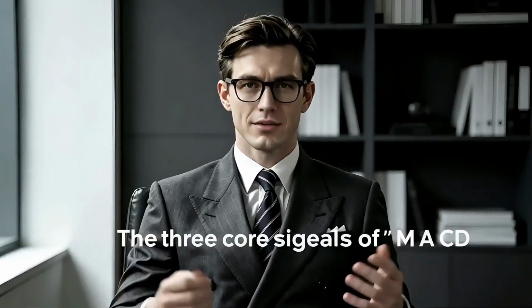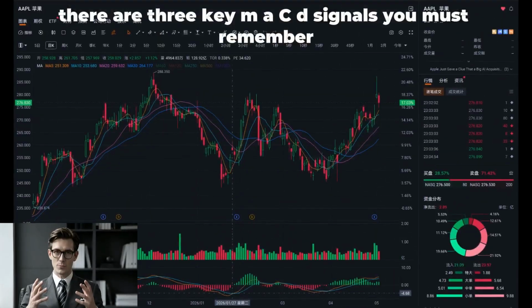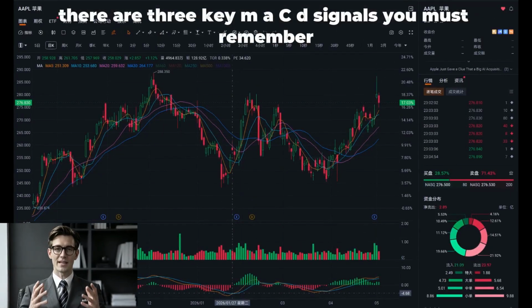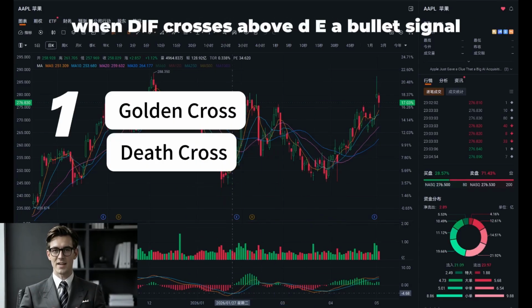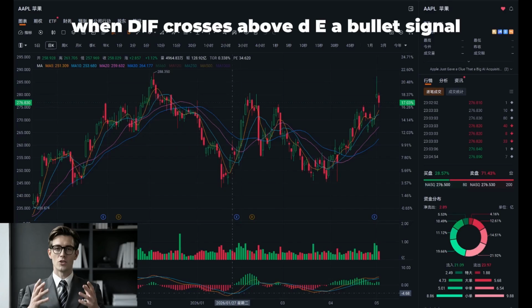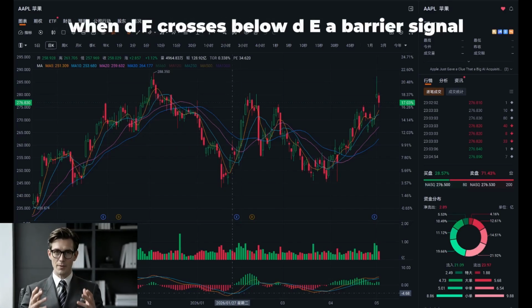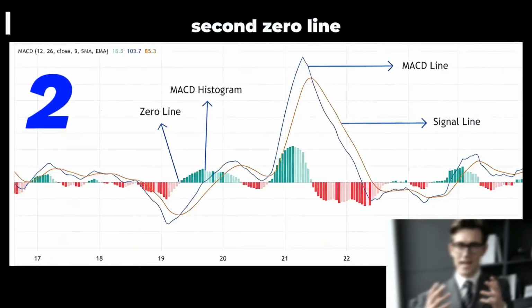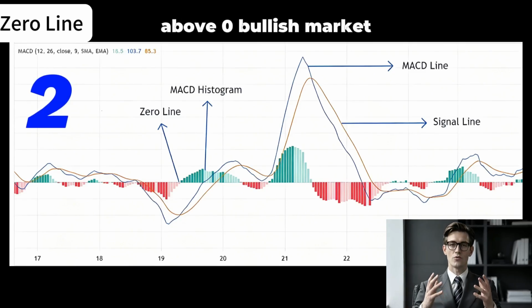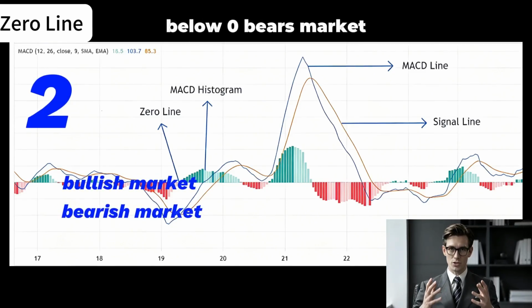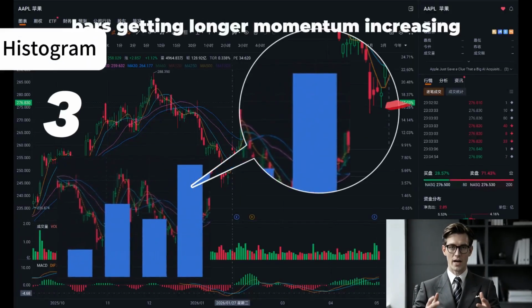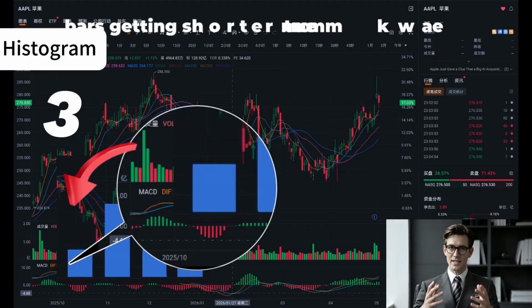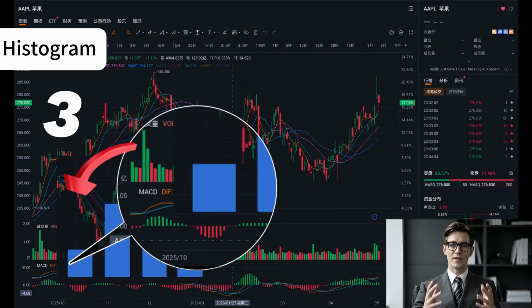The 3 core signals of MACD. There are 3 key MACD signals you must remember. First, golden cross and death cross. When DIF crosses above DEA, it's a bullish signal. When DIF crosses below DEA, it's a bearish signal. Second, the zero line. Above zero, bullish market. Below zero, bearish market. Third, the histogram. Bars getting longer, momentum increasing. Bars getting shorter, momentum weakening.